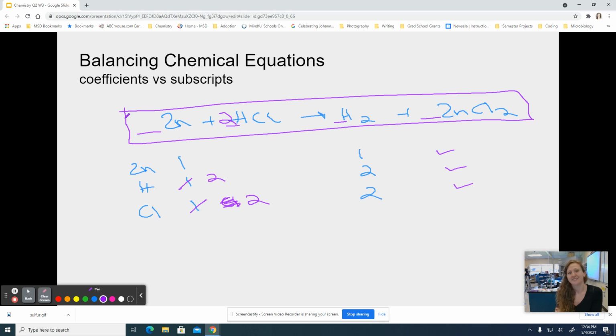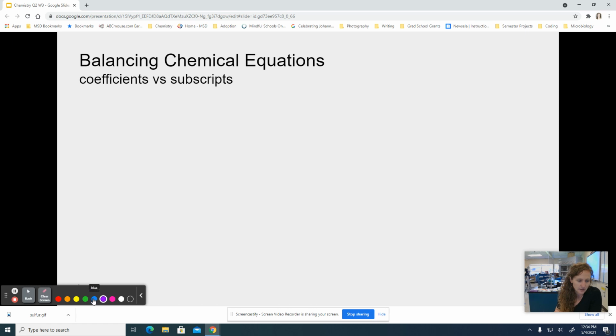Did you beat me there? One thing to notice is in front of the zinc, notice it's blank. If it's blank, just like with subscripts, we assume it's a 1. Same thing with coefficients. If it's blank, we assume it's a 1. Right? Okay, one more example. I want to do a similar one with a polyatomic.